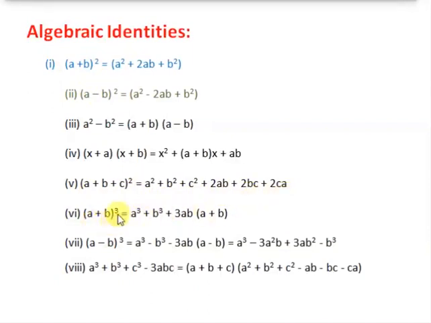Next is (a plus b) whole cube. Power is 3; earlier the power was 2. So it is a cube plus b cube plus 3ab in the bracket (a plus b). You can also remember it as a cube plus b cube plus 3a square b plus 3ab square if we open the bracket.